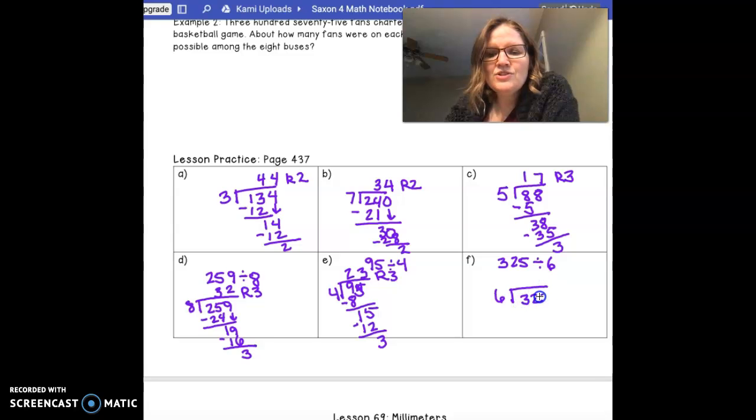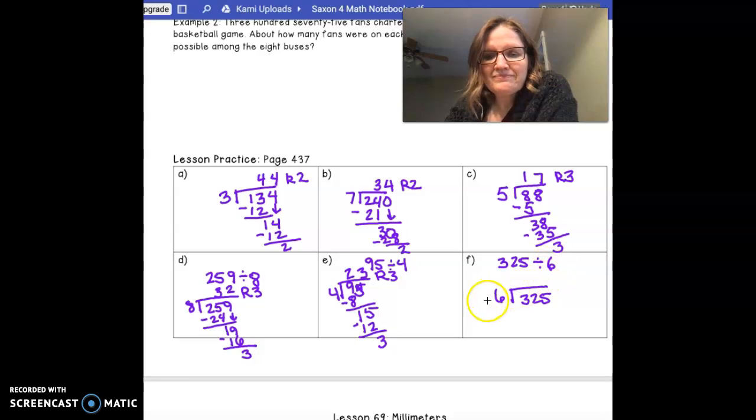Now, one thing to note, if your remainder is larger than your divisor, then you need to check your math again, because it will never be larger than the divisor, because then you can add another. You've used the wrong numbers for dividing.